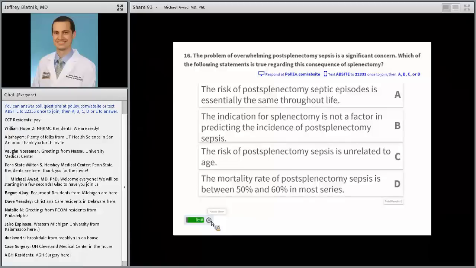Number 16, the problem of overwhelming post-splenectomy sepsis is a significant concern. Which of the following statements is true regarding this consequence of splenectomy? A, the risk of post-splenectomy sepsis or septic episodes is essentially the same throughout life. B, the indications for splenectomy is not a factor in predicting the incidence of post-splenectomy sepsis. C, the risk of post-splenectomy sepsis is unrelated to age. Or D, the mortality rate of post-splenectomy sepsis is between 50 to 60% in most series.